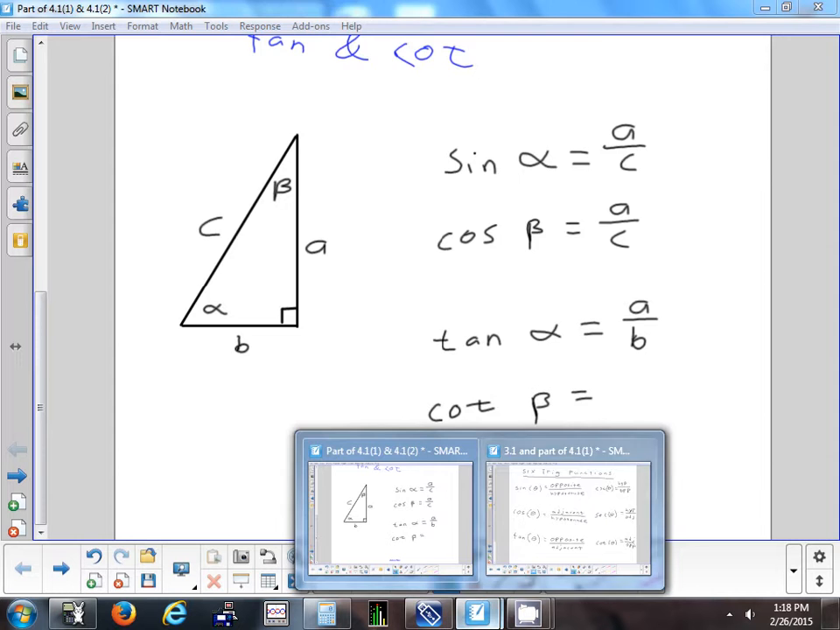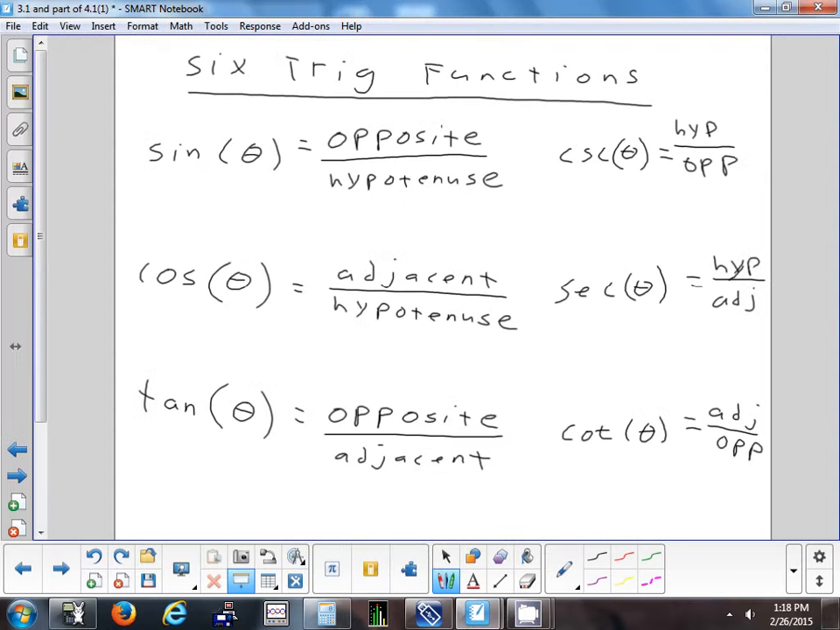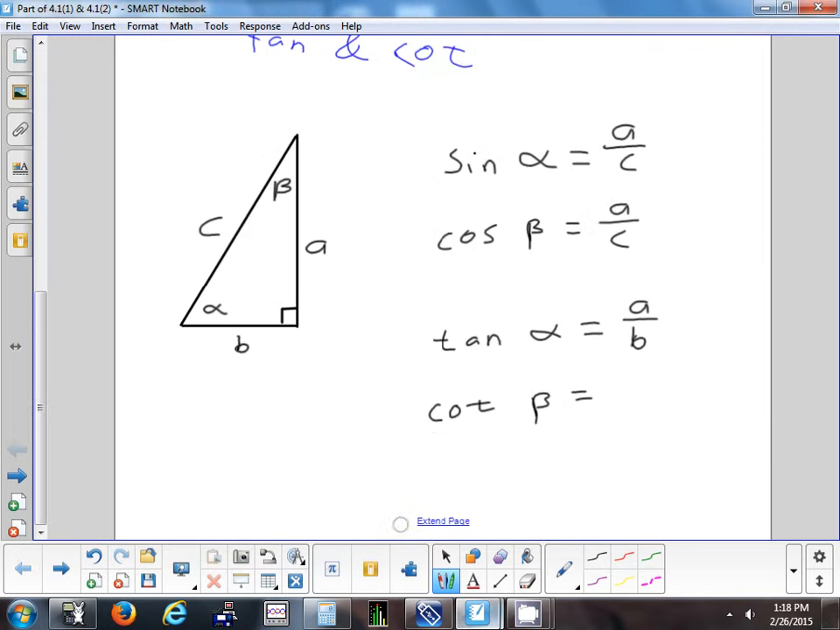Okay, cotangent. If we're not sure, let's look it up. It's adjacent over opposite. Anybody see what the cotangent's going to be? It's the same thing. Adjacent is A. What's opposite? B. All right, so that's more than a coincidence then. Anybody see the connection between sine and cosine?